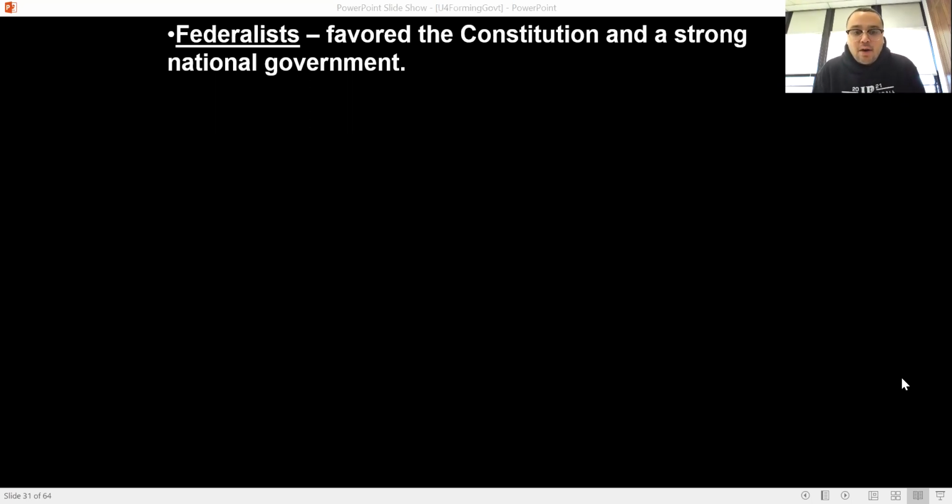This is our next set of notes as we continue to learn about the creation of the United States Constitution. So far in our second half of Unit 4, we've looked at a few key people and some key vocabulary terms, which will definitely pop up as we continue to progress through Unit 4.